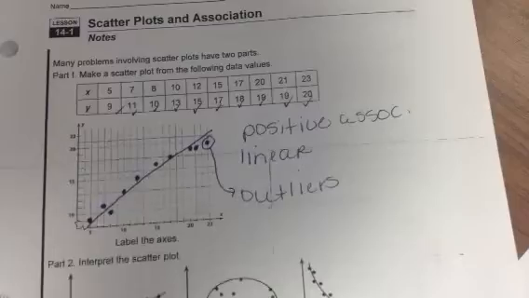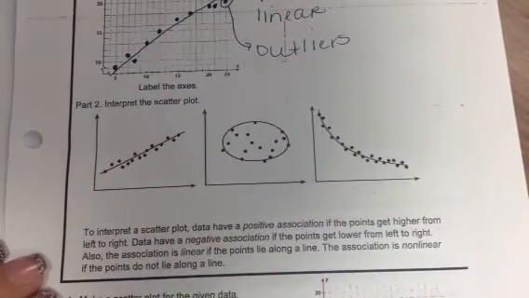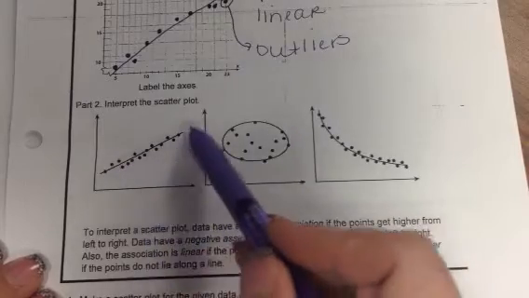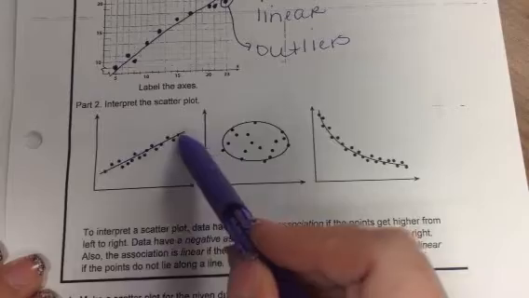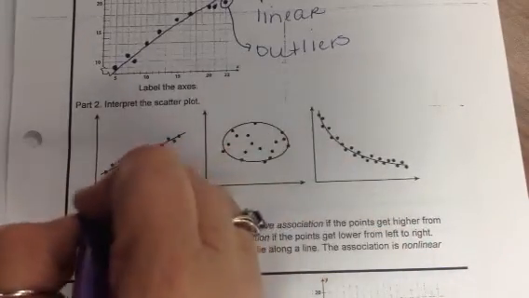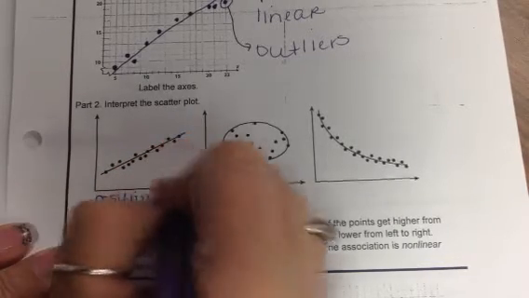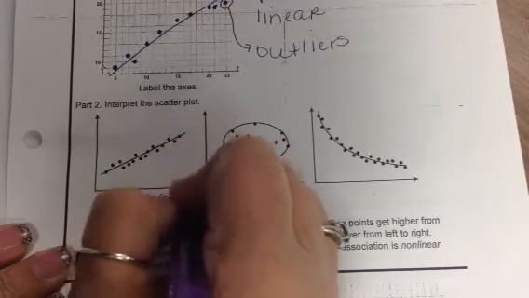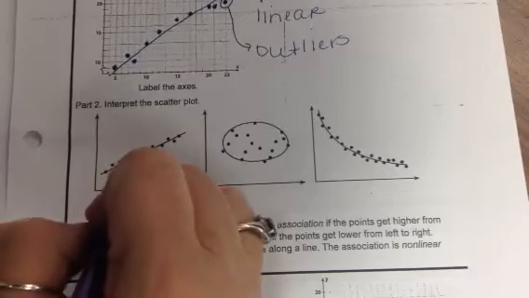Okay? So let's look here at some that they've done for us. It wants us to interpret it. Again, if you look at this data, they're all pretty close to that line, and you can draw a straight line through the middle and almost touch all the points. So left to right, moving up, it's a positive association. So I'm going to say positive. And I'm going to abbreviate association, just so we have room to write. Okay, and because we can draw a straight line, we're going to say that that is linear.